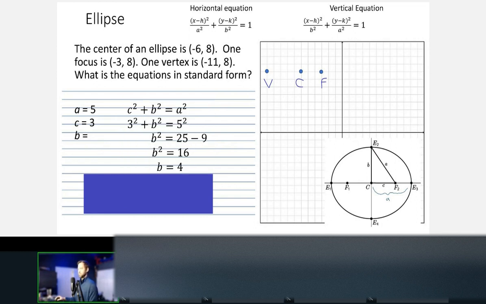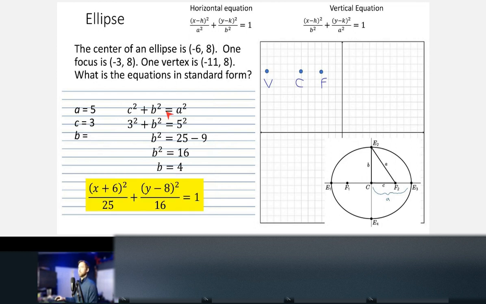And we just plug everything in, and we get b equals 4. So now we can actually create the equation. We have (x + 6) squared, and then (y - 8) squared, h and k. We know that since this is horizontal, the a value is 5, so 5 squared is 25. We know the b value is 3, so 3 squared is... typo. Oh, I'm sorry, that's c. B is over here. B squared, so 4 squared is 16. There we go. And then equals 1, of course.